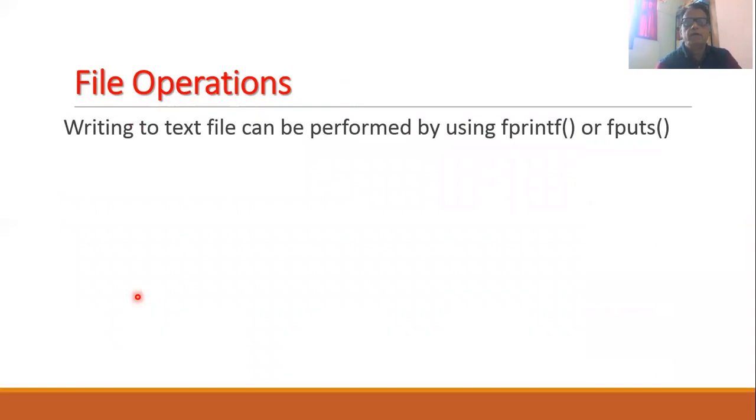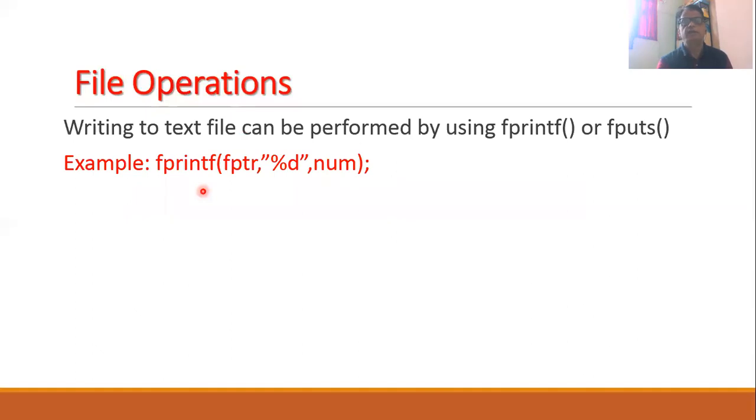Now, whenever you want to write a text into the file, then you can write this text into the file by using the fprintf. You will find that this function is very similar to that of printf. When we use the printf, then the data will be displayed on the monitor screen. And when we use fprintf, then you will find that the data will be written into the file.